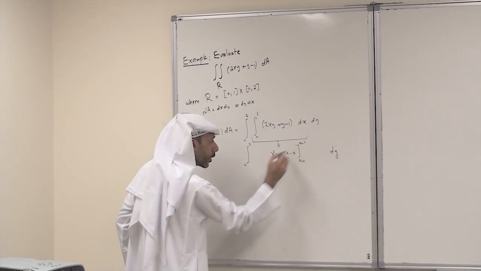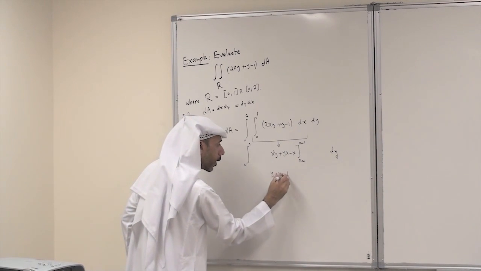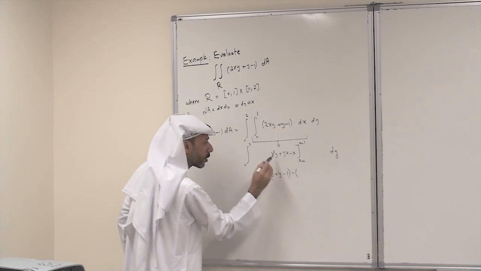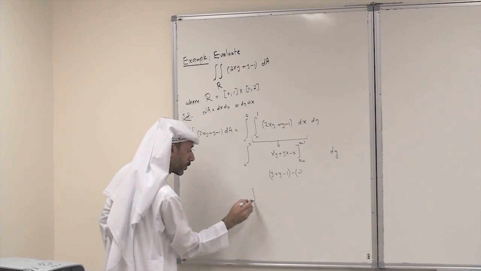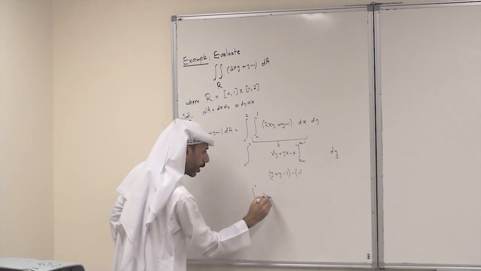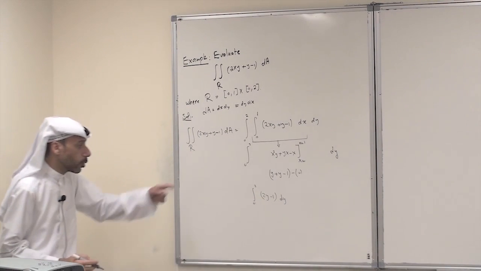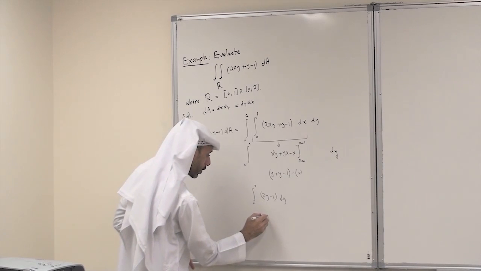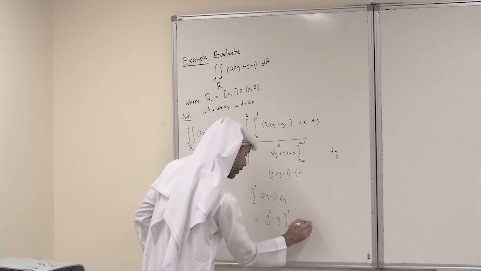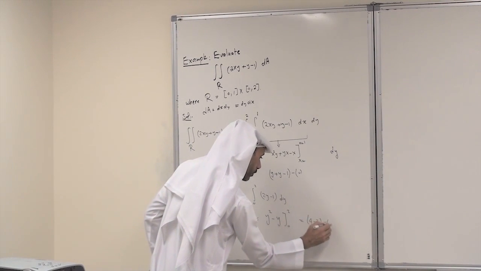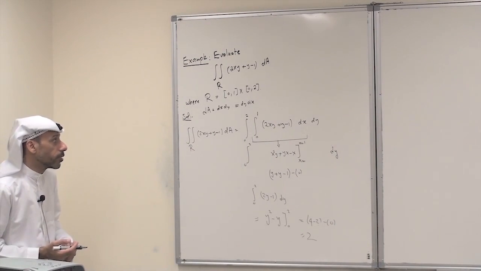Now substitute. When x equals 1, you get y plus y minus 1, minus, when x equals 0, you get 0 plus 0 minus 0, which is 0. So now I get the integral from 0 to 2 of 2y minus 1 dy. Now you integrate with respect to y. This is y squared minus y from 0 to 2. This is 4 minus 2 minus 0, which is 2. So this is how to evaluate it.